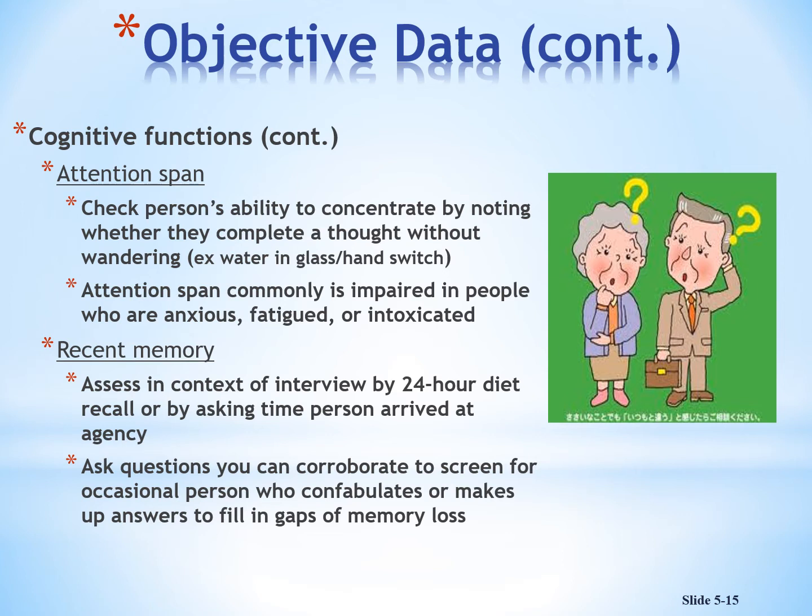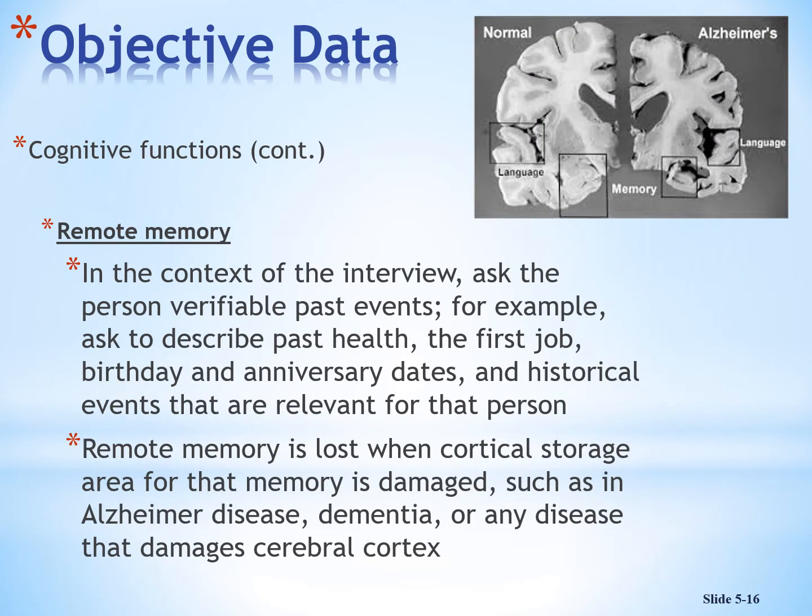Remote memory is asking a long-term question. So with remote memory, we ask the patient maybe, what year did you have your first job? Or if it's an older patient, where did you go to high school? Or, what year did you get married? Those things that are long-term. Or what year was your first child born? Those are remote memory that the patient should still have sort of intact.